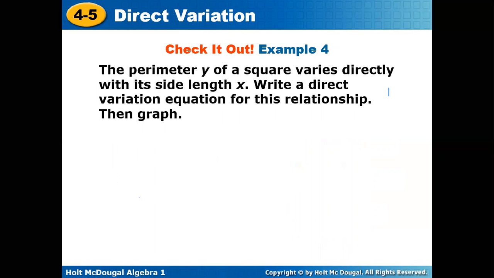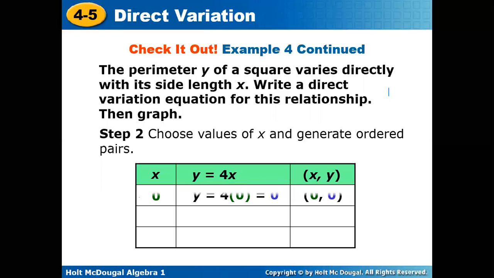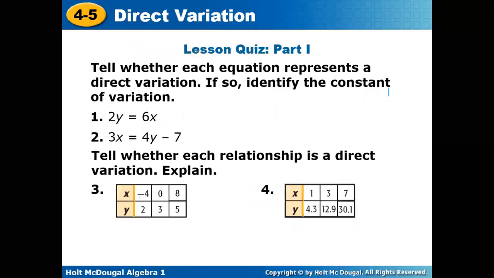Check it out. Try to solve it alone and take your time. As we know, the perimeter of the square is equal to 4 times the side length. So we have this equation that y equals 4 times x. Now choose 3 values for x. We will find 3 ordered pairs, and the same question.